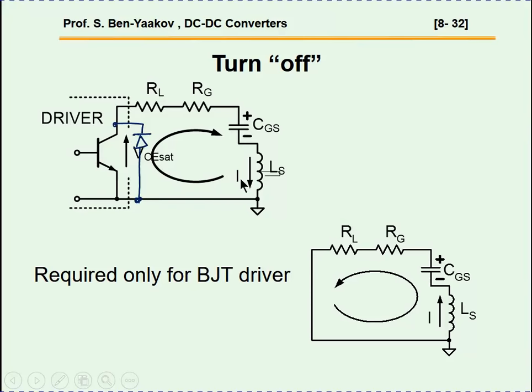And in order to provide this current, which cannot pass through a BJT transistor this way, you have to put this diode which is catching this reverse current. Once this current goes down, it will reverse and will be discharging the charge that remained in this capacitor. So this is the reason for this diode.